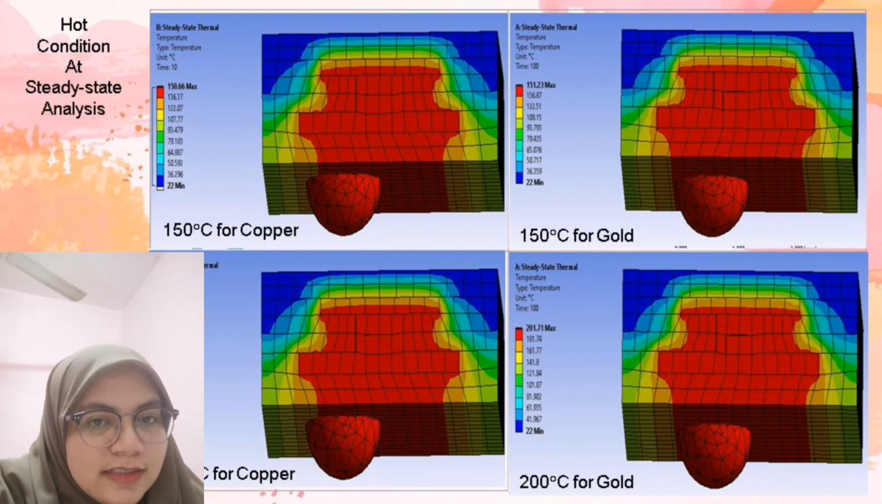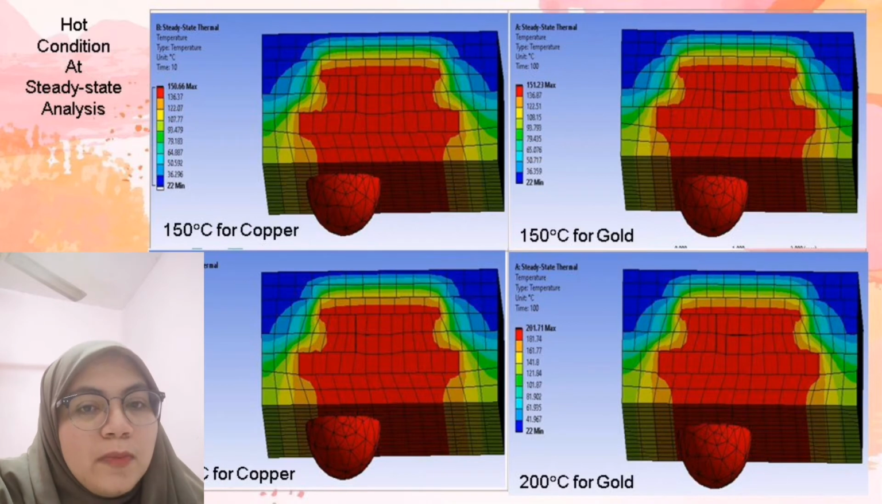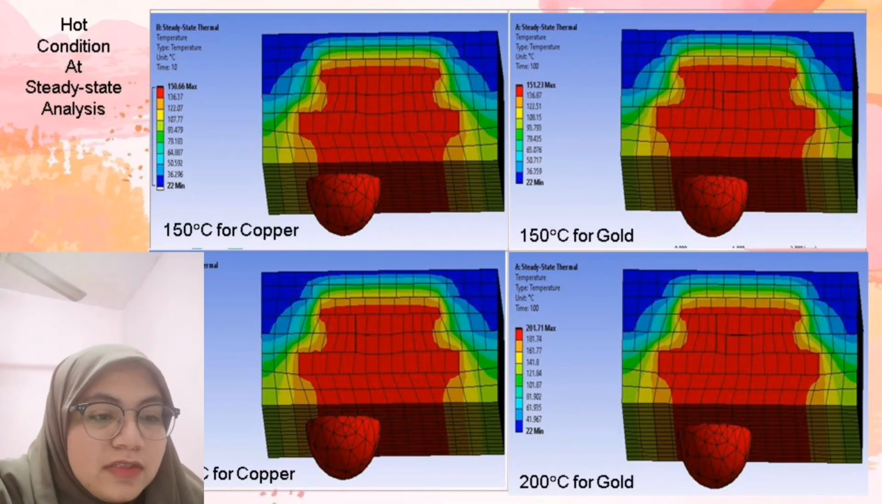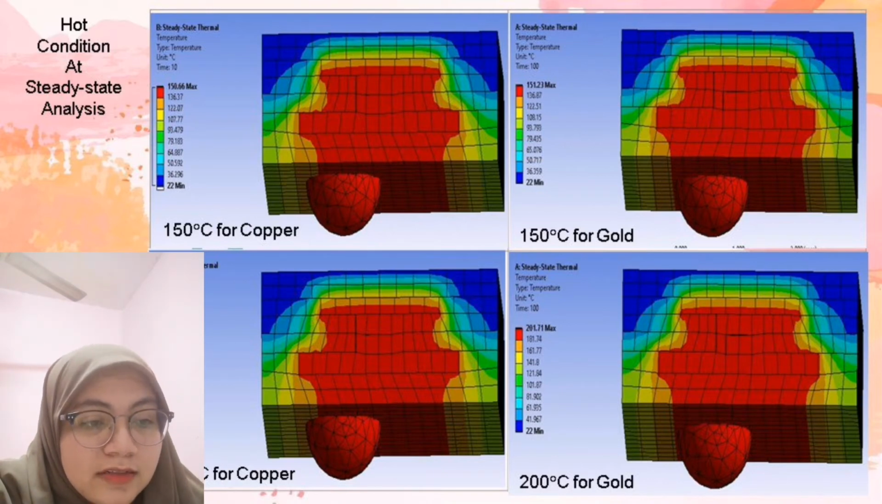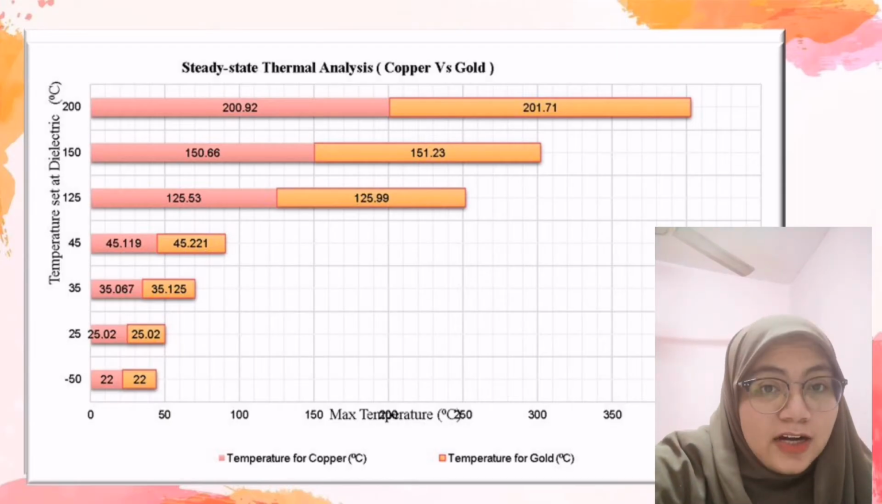And lastly, the highest temperature applied, which is 200, indicates that the steady state for copper rises by 0.92 degrees Celsius and gold is still in first place with 201.71 degrees Celsius.